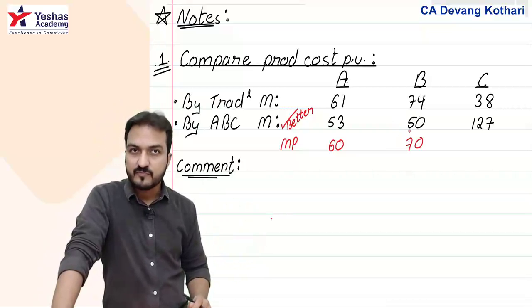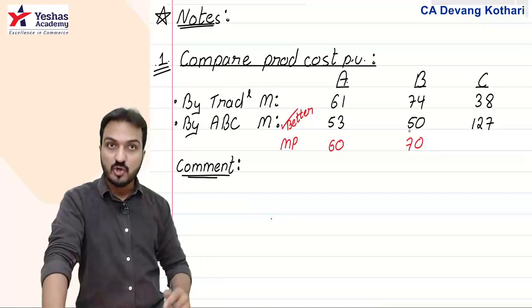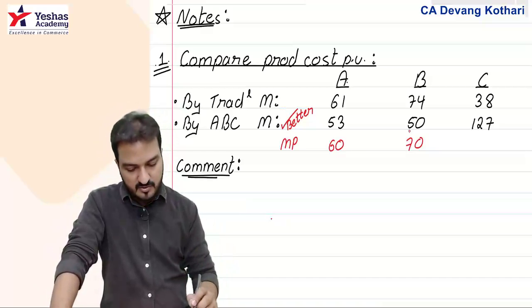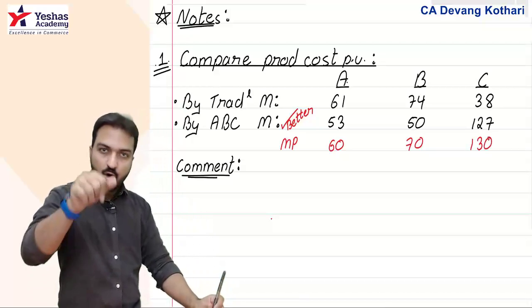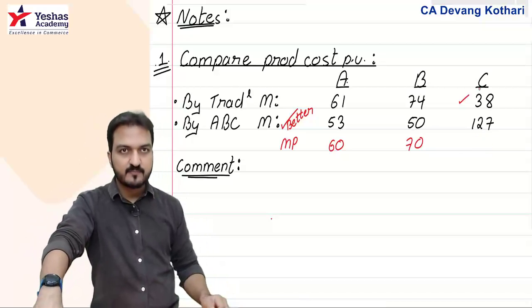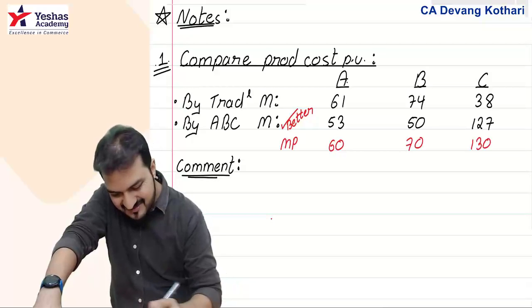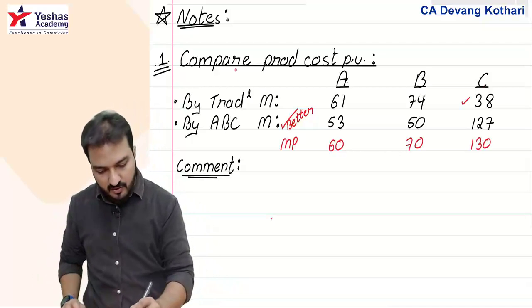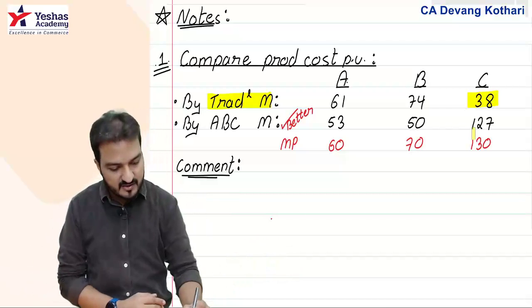Do you understand that? But in product C, the situation is reverse. In product C, the situation is opposite. For example, let's say the market price of product C is 130 rupees. Your cost estimate shows that C is costing only 38 rupees. If you follow traditional method, then your traditional method will show that C is costing 38 rupees. Market selling price of C is 130 rupees.